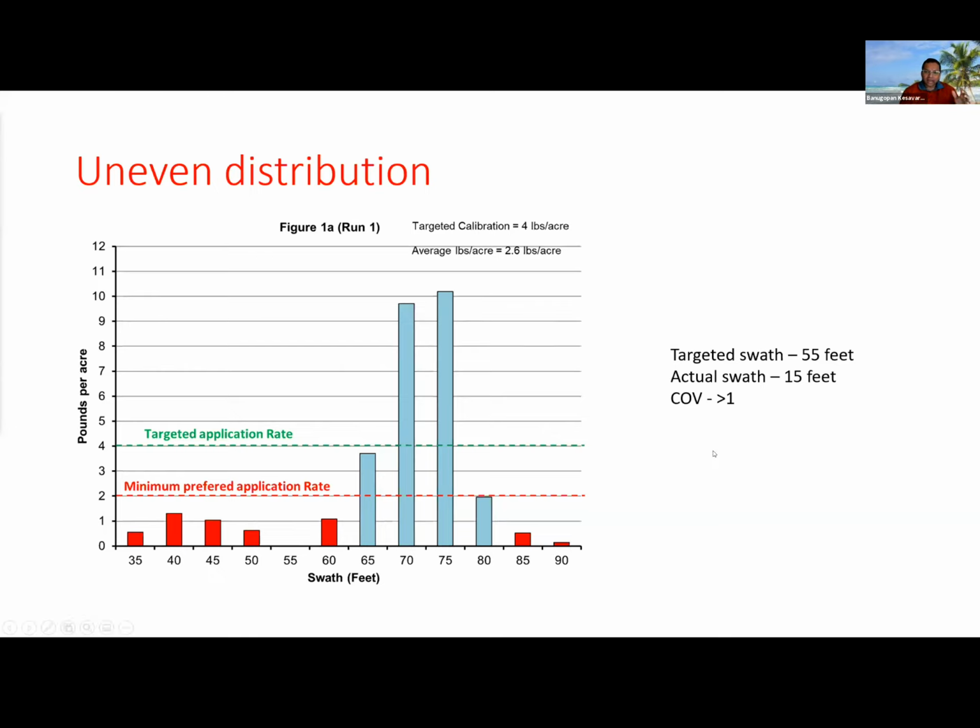Not only that, that's over application. You're wasting product because all of that is going to be staying in one area of the swath. Although your targeted swath is 55 feet, and that's what you are going to be using, your actual swath is only 15 feet. That's because this is actually streaking, and you have a problem with the equipment, and it is applying in one area and not distributing evenly.